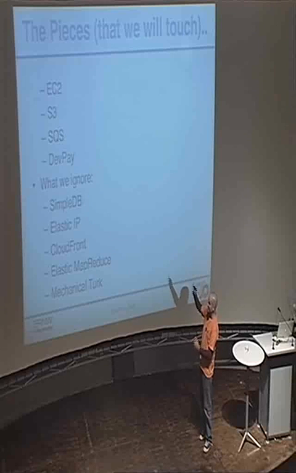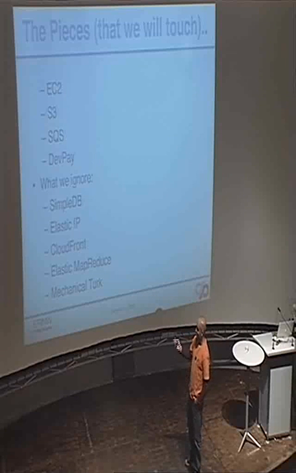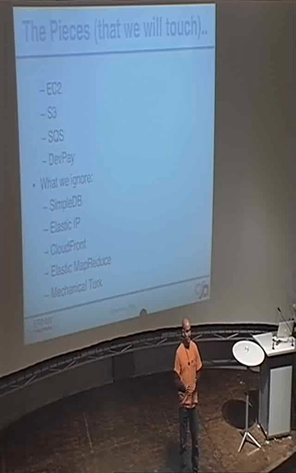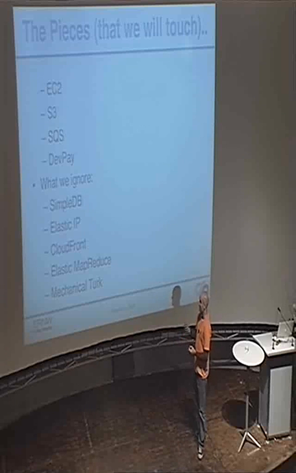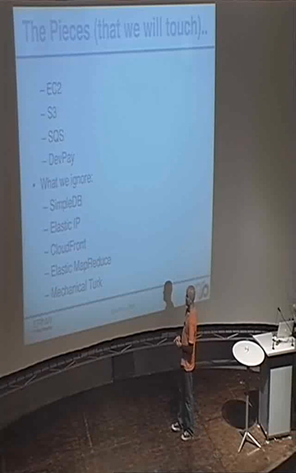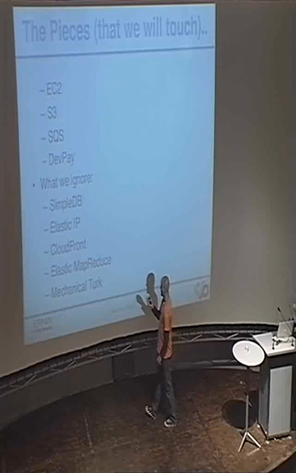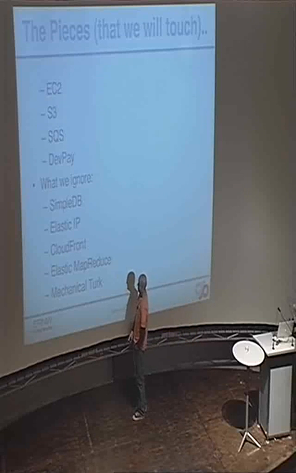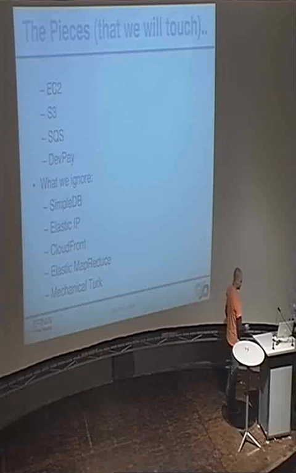Broadly speaking, EC2 gives you the ability to run virtual machines. S3 gives you the ability to store data at Amazon. SQS gives you a queue service with messages, so you can have communications between virtual machines. And DevPay is a way for people to sell images that they do create. There are a bunch of other services that they have that we ignore, so we don't touch them at all in this presentation.